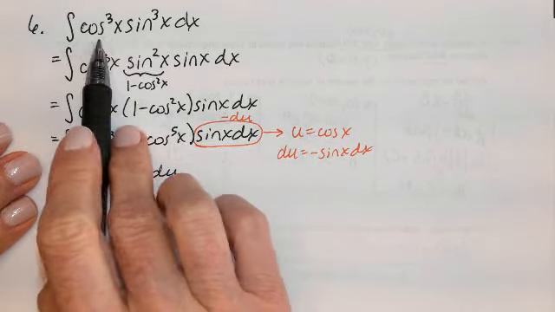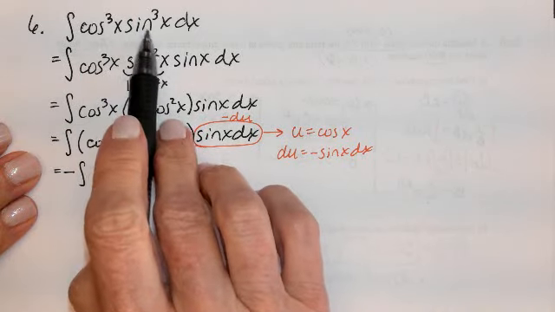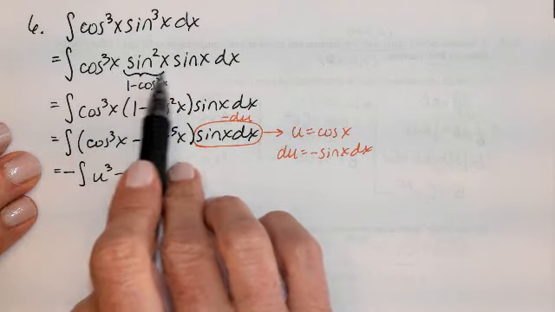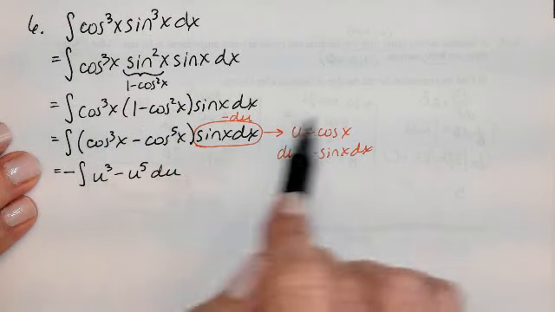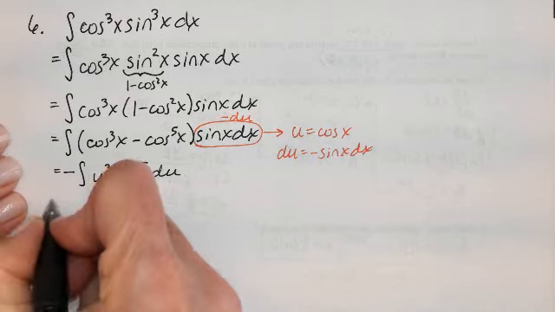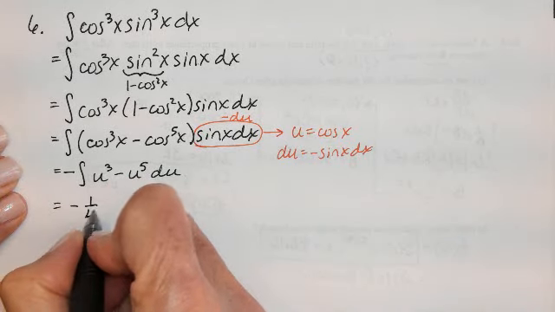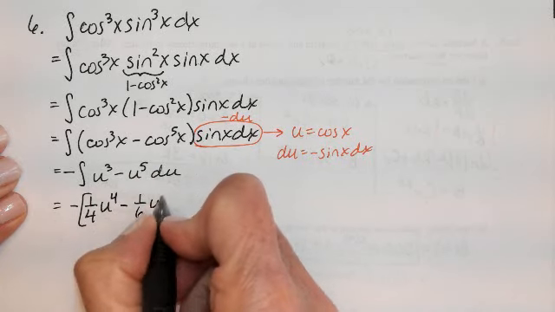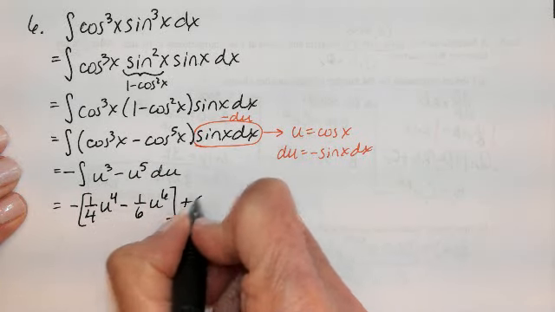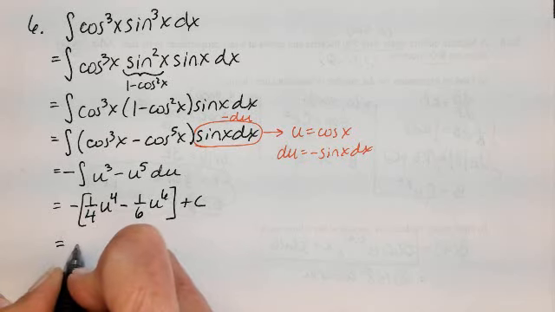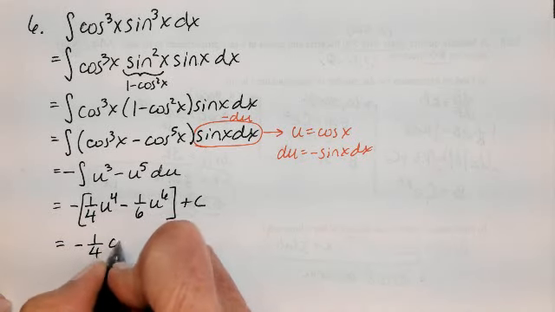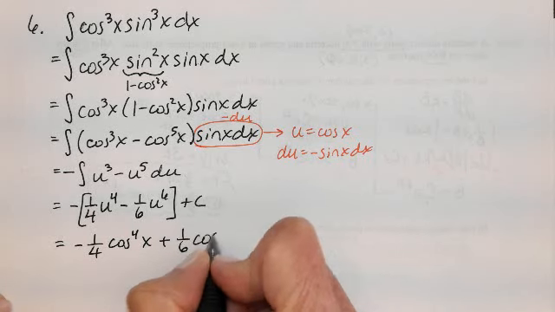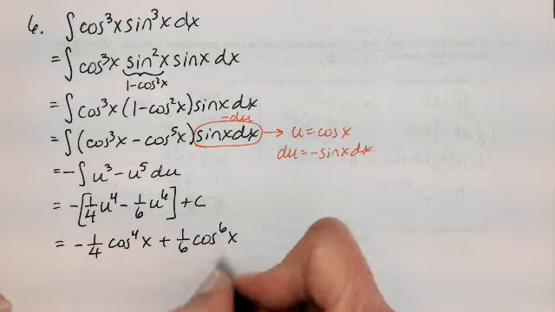So when you have something like this, pull out one of them and change the rest to your other function. And then you can do a u sub like this. So this is going to be negative 1/4 u to the 4th minus 1/6 u to the 6th plus c. So this will be negative 1/4 cosine to the 4th x plus 1/6 cosine to the 6th x plus c.